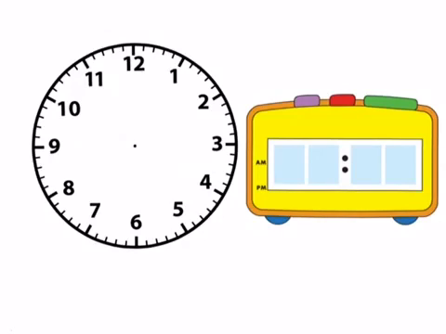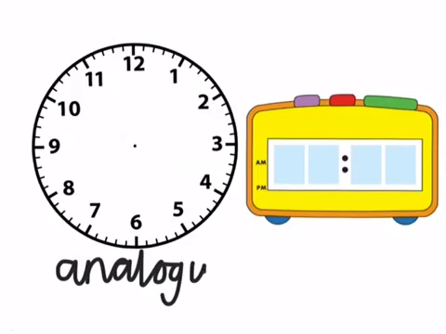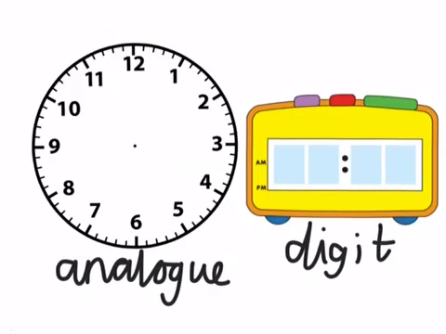Okay, so we're going to start on this first slide looking back over our o'clock times and how they look on a normal clock face, which we're going to call an analog clock face, which is this one here, and what they look like on a digital clock face, which is our clock on this side.